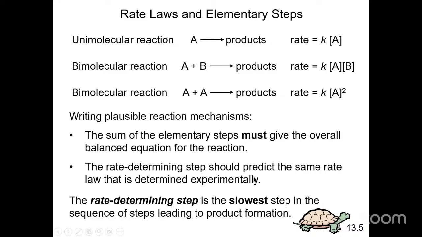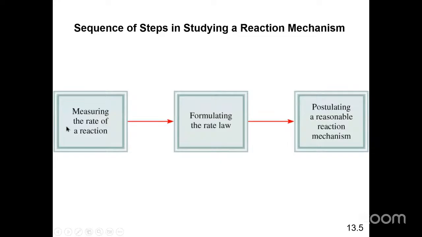Okay, so basically these are the steps for studying a reaction mechanism. You do your experiment, get your data to determine the rate law, and then after you determine the rate law, you postulate a possible reasonable reaction mechanism for the reaction. And that's basically what kinetics is all about, especially when it gets to research, all right?